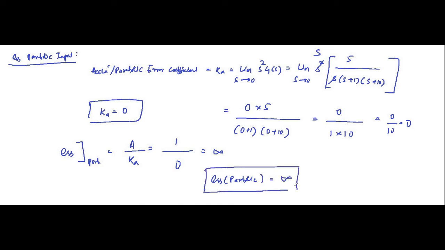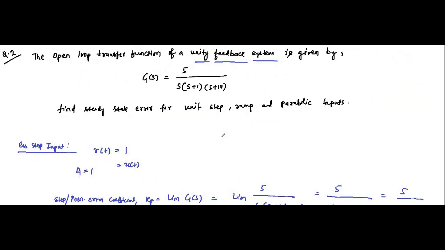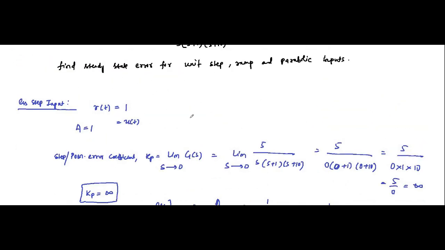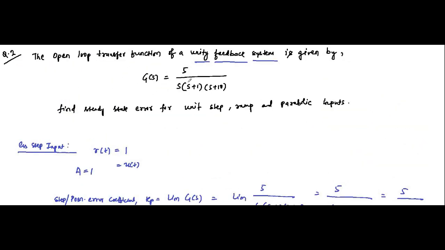Okay, so again, while approaching any question related to error analysis, the first thing you have to be careful about is to make sure that it has been mentioned in the question that it is a unity feedback system, feedback path gain H(s) is equal to 1. Then determine the open loop transfer function. Always be careful that only the open loop transfer function is applicable for determining these error constants. So you have to be very careful about that.